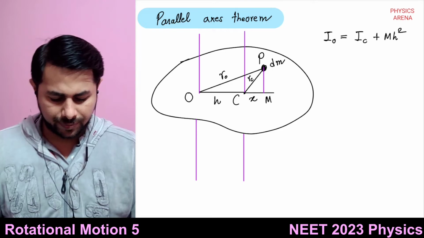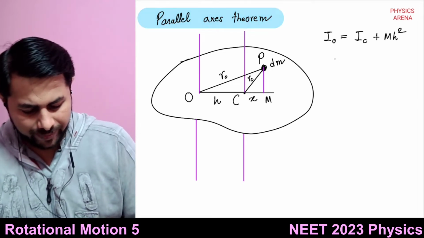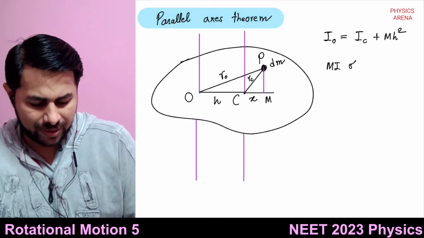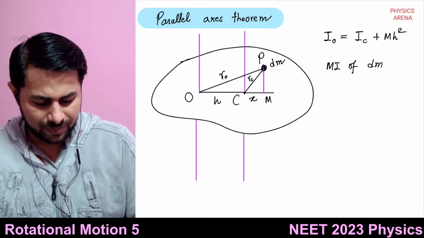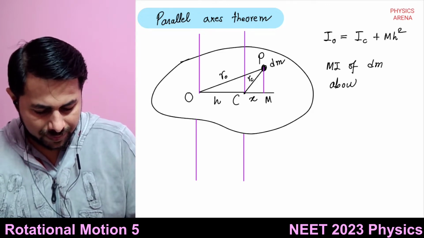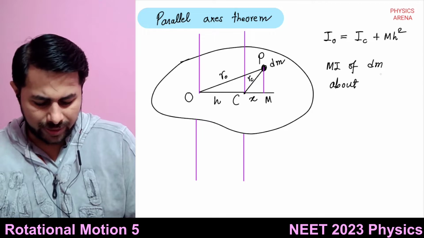So now, what will be the moment of inertia of mass dm about this axis?